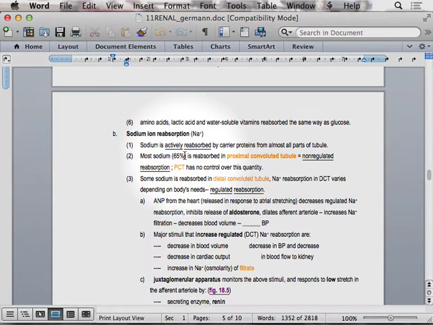So most of your sodium, 65%, is reabsorbed at the proximal convoluted tubule. This is called non-regulated, and you cannot change it. Okay, it always does that. The PCT has no control over this quantity, and no hormones have any control over that quantity. Is that okay? No aldosterone, no ADH. They don't make any difference to that 65%.